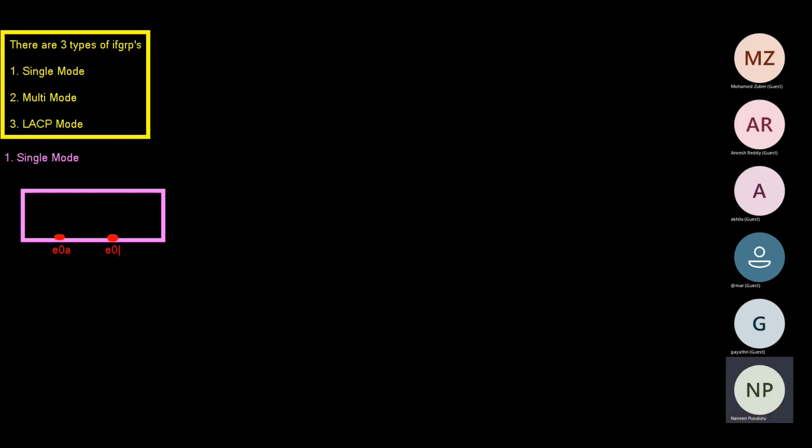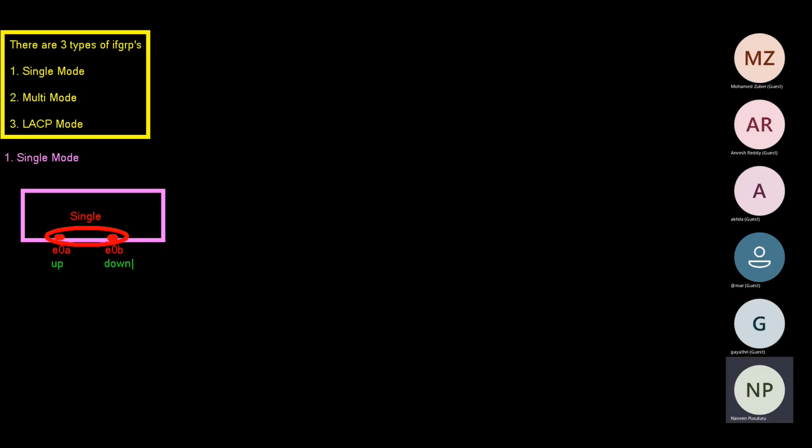E0A and E0B. Now my plan is to configure an if group using these two ports. And what is the if group mode I have used here? It is a single mode if group. So when you use a single mode if group, only one port will be up and running, the other port will be in down state.